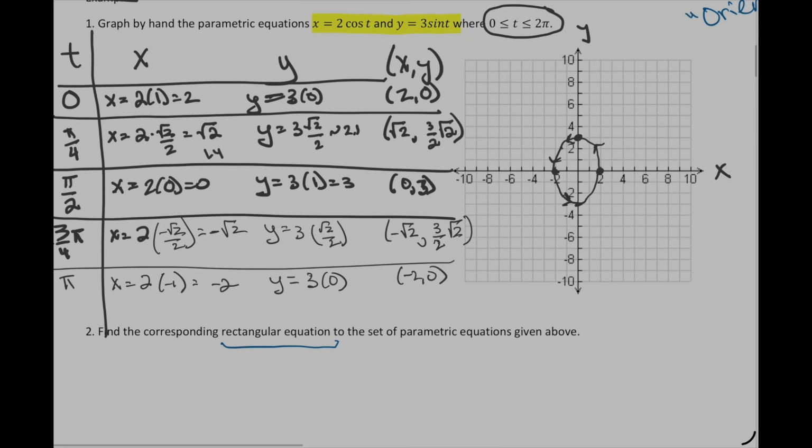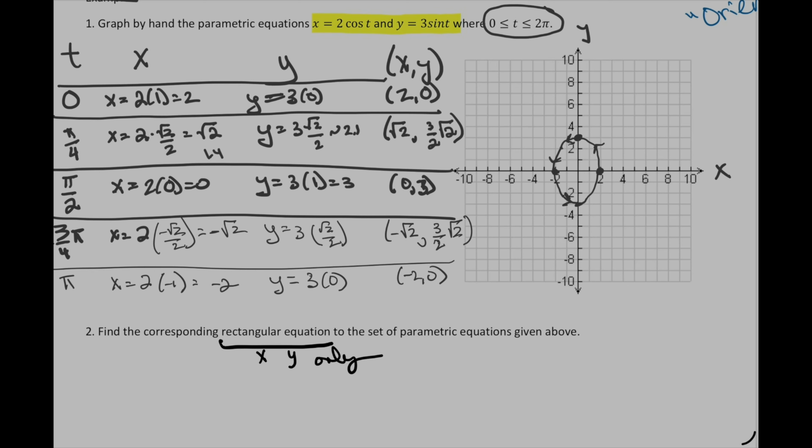Okay, we're continuing on with parametric equations. This next example, example 2, is going to take the equations from example 1, and we are going to write the corresponding rectangular equation to it. Basically, we are figuring out how to remove the parameter t, so we want the equation just with x's and y's.